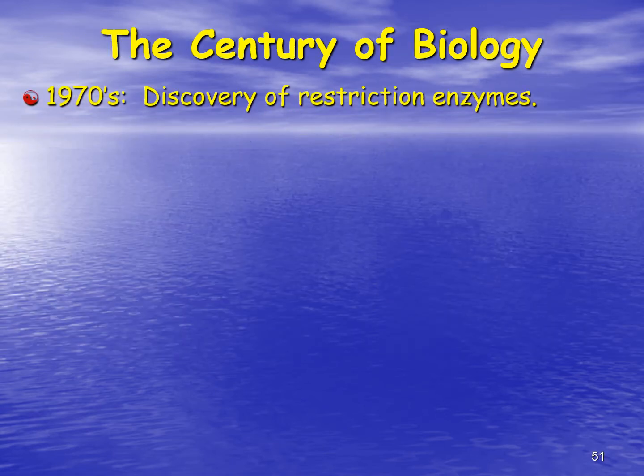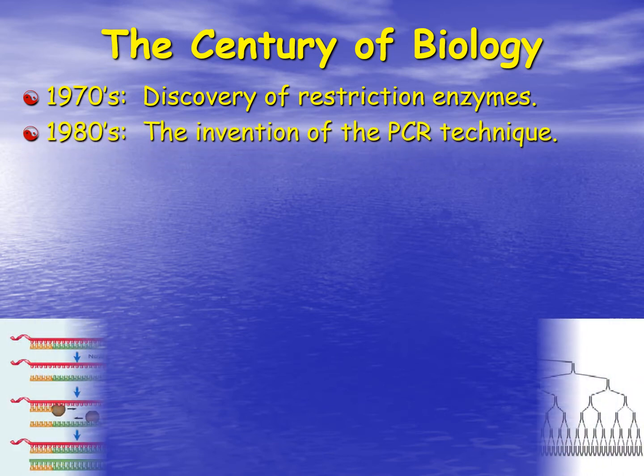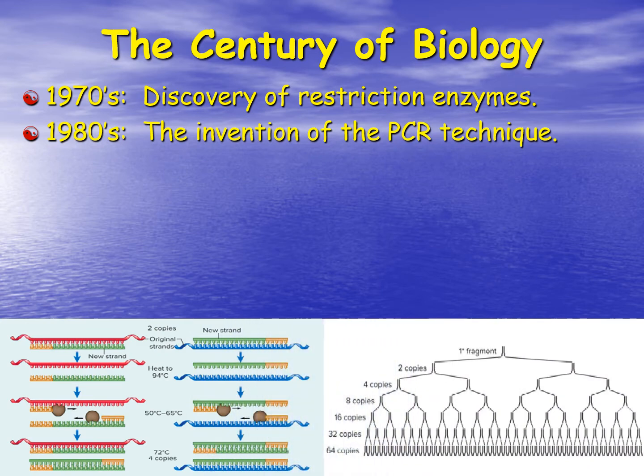In the 1970s, we discovered restriction enzymes that will cut DNA at certain spots. In the 1980s, the invention of the PCR technique happened. And this is just simply a process of copying DNA and making millions of copies from a single copy in a very short period of time. And we'll talk about PCR.